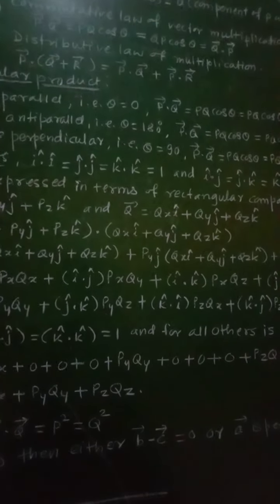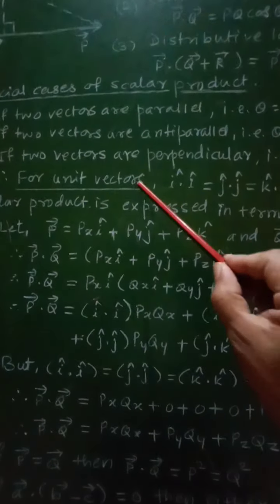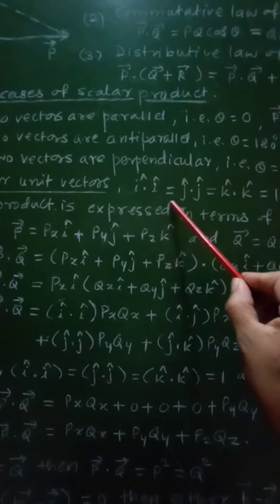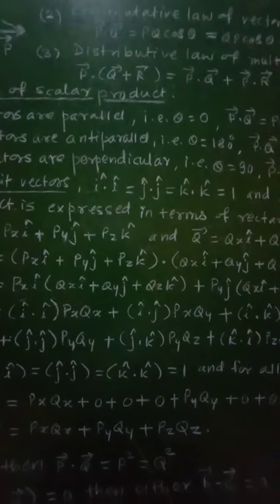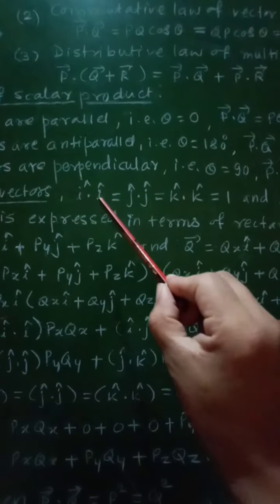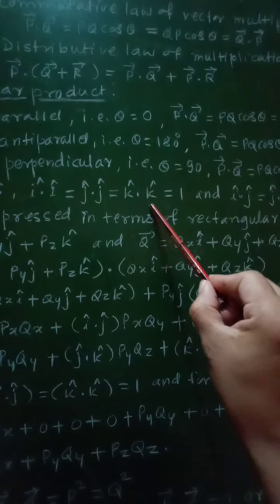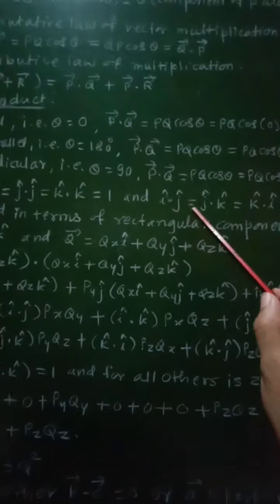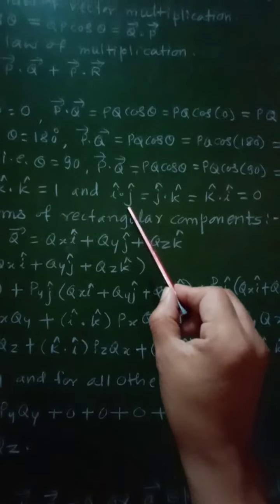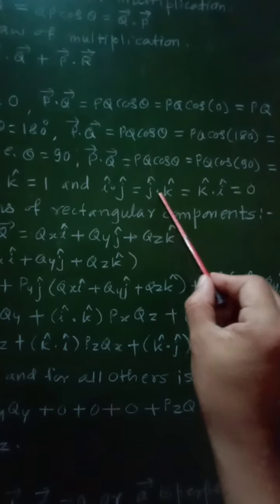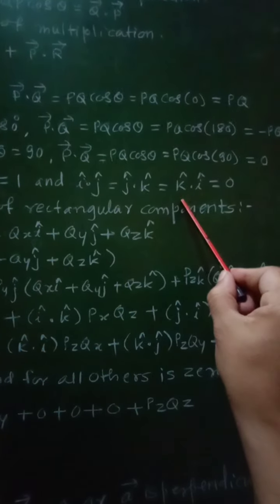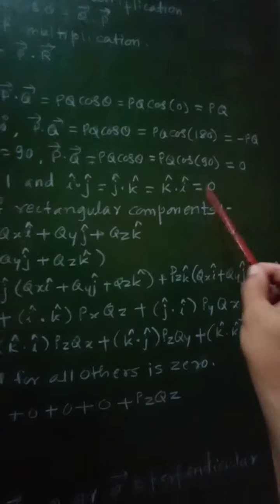The converse of that will be given as, if the scalar product of two vectors is equal to 0, then the vectors must be perpendicular to each other. If you consider the unit vectors, then i, j, k are parallel to themselves, and therefore i cap dot i cap will be equal to j cap dot j cap equal to k cap dot k cap equal to 1. And for all others which are perpendicular to each other, that is i cap dot j cap equal to j cap dot k cap equal to k cap dot i cap will be equal to 0.